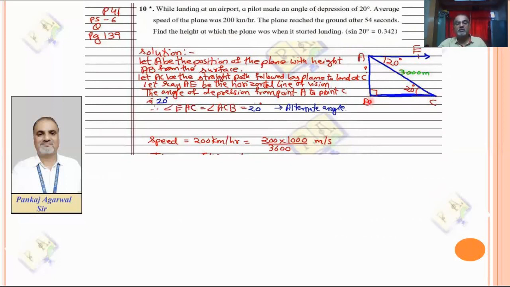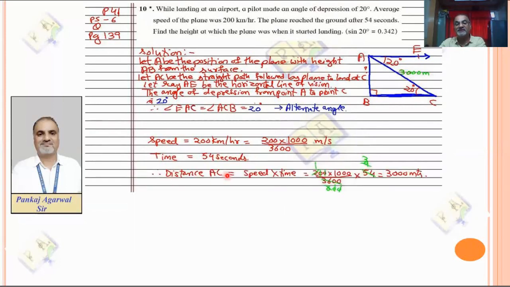Now the question talks about speed and time. So we can calculate the distance. What is the speed? 200 km per hour. 1 kilometer equal to 1000 meter and 1 hour equal to 3600 seconds. So we'll get after conversion 200 into 1000 upon 3600 meter per second. Time is 54 seconds. If I know speed and time, I can calculate distance, which is AC, equal to speed into time. After calculation, I'll get it 3000 meters.